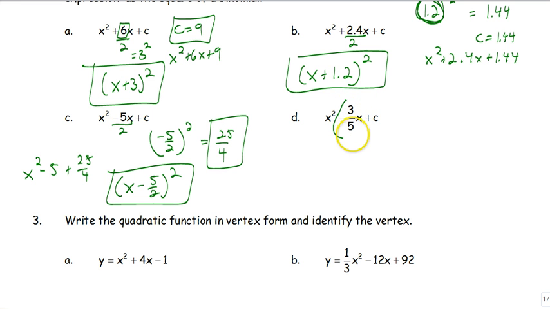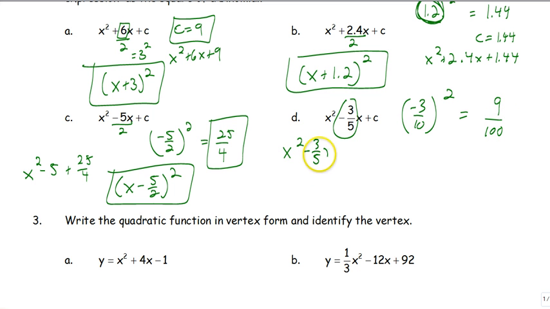We have to divide this by 2, so we get negative 3/10. This will be the value you'll use in your binomial. When we square it, we get a c value of 9/100. So if I rewrote this as x squared minus 3/5 x plus 9/100, that can factor to x minus 3/10 quantity squared. Okay, so that is how you would actually find a value to make it a perfect square trinomial.